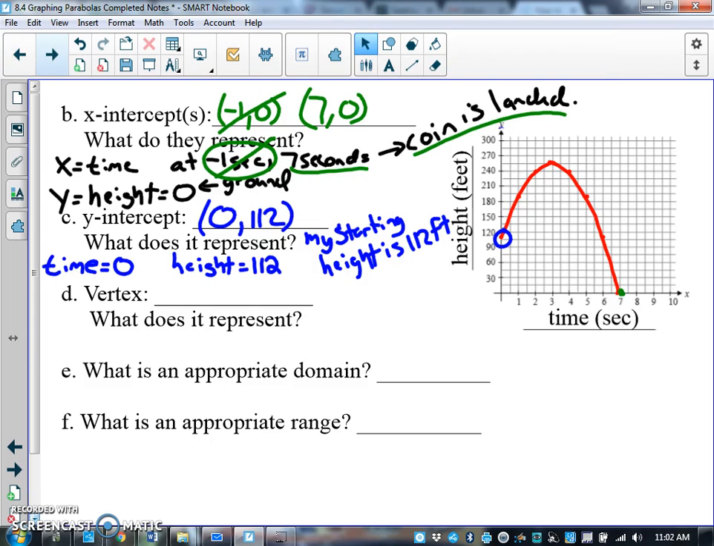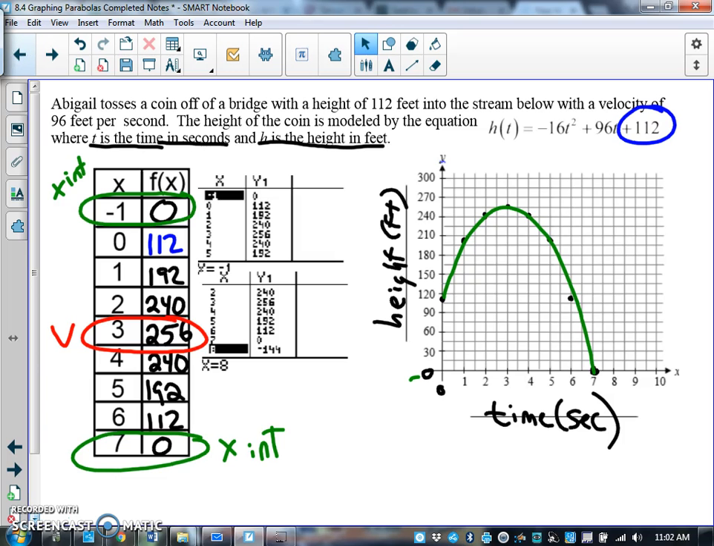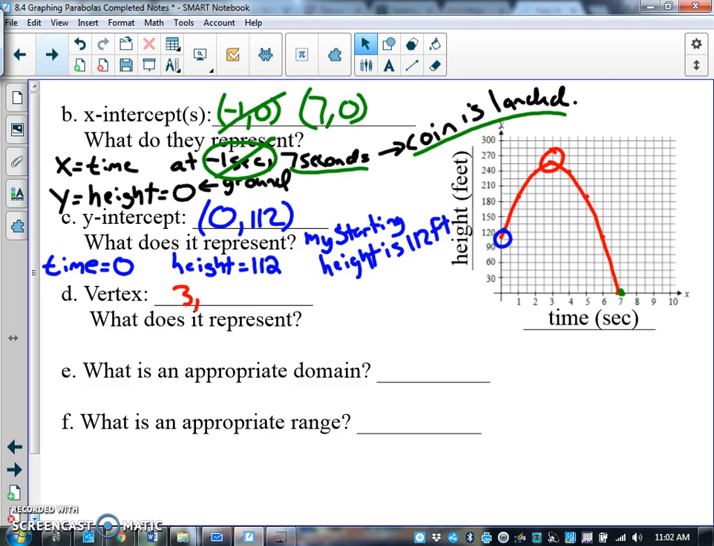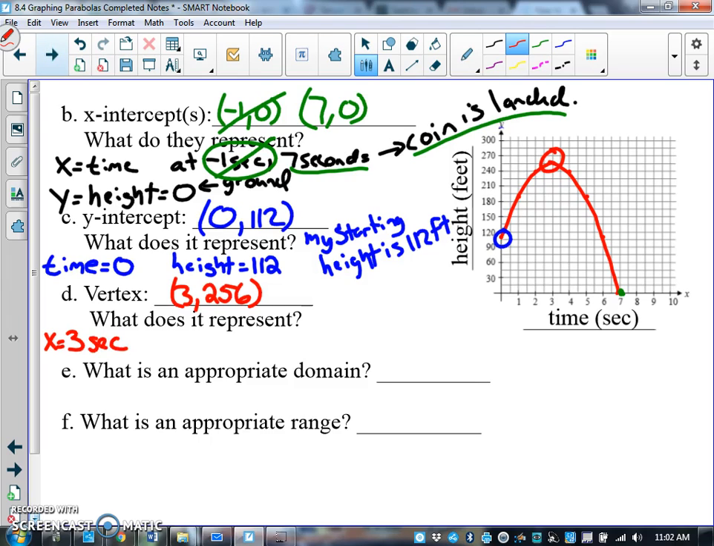My vertex. Our vertex, we found, was (3, 265), if I remember correctly. 256, my apologies. So (3, 256). Which means my x is equal to 3, and the value on x is time, so it's 3 seconds. My y value is 256 feet. My vertex is my maximum height as well.